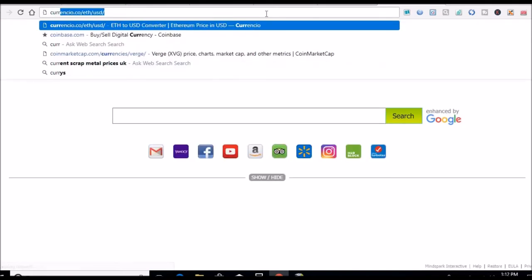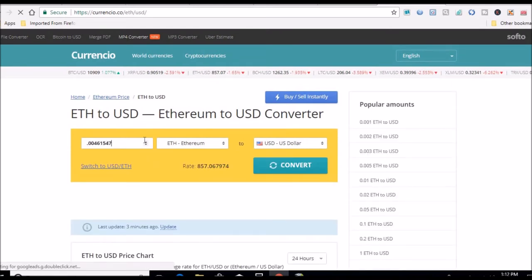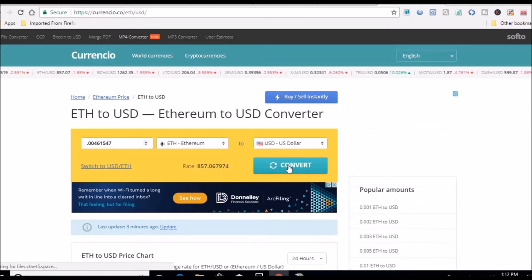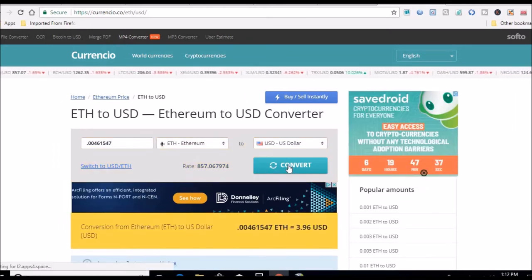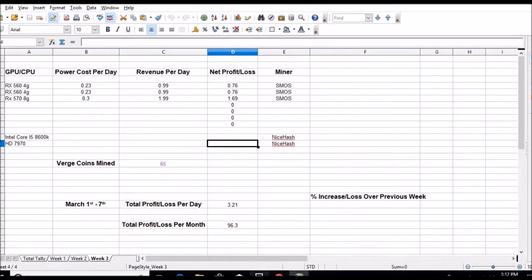So let's go over to Currencio and see what that is doing today. All right. Are we going to load? No, there we go. Come on, let's convert. $3.96. Let's pull up our little spreadsheet.